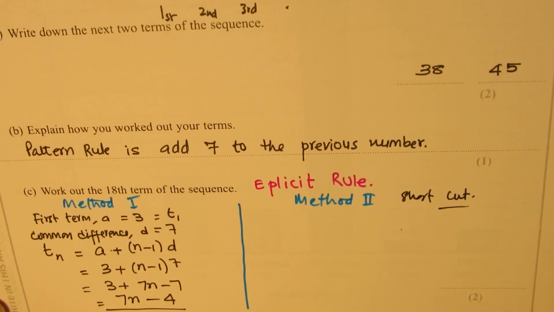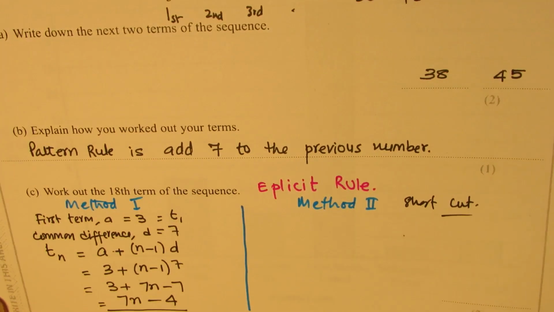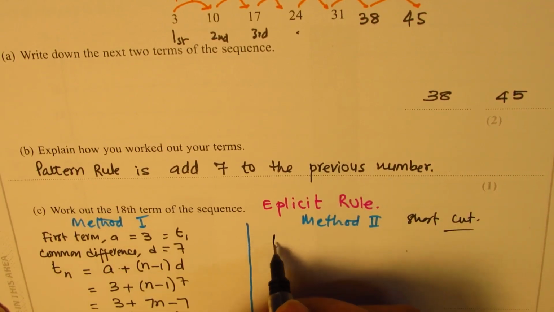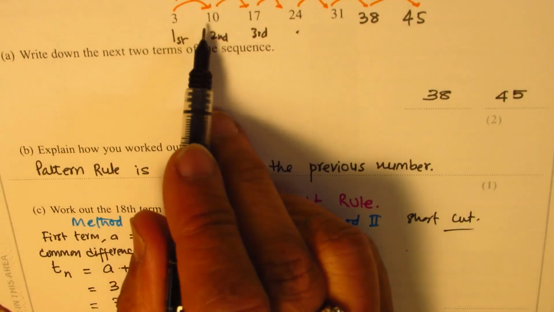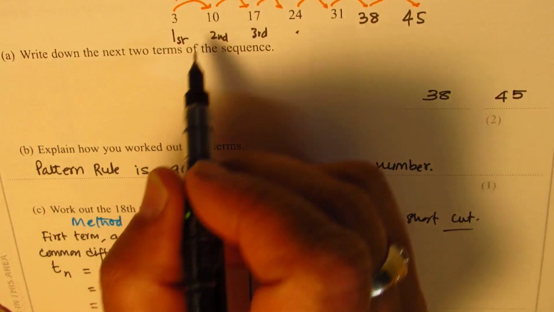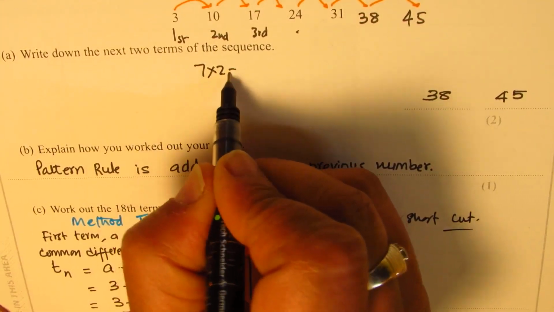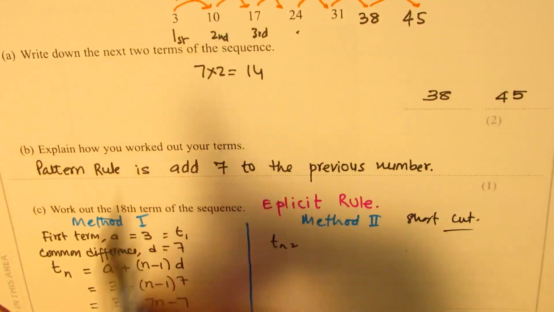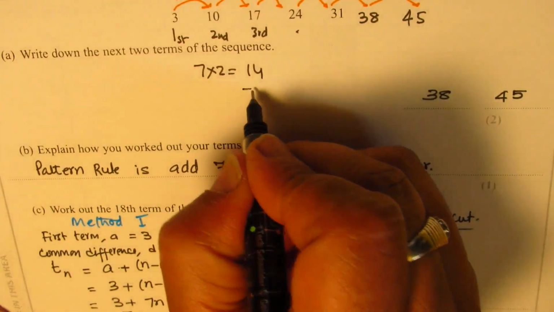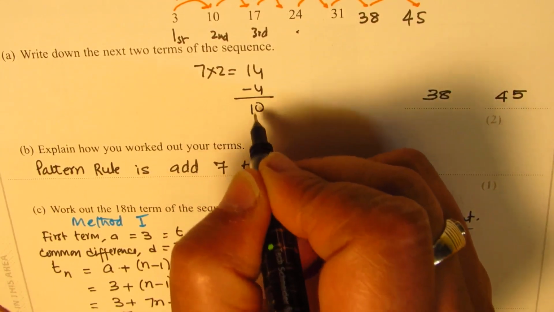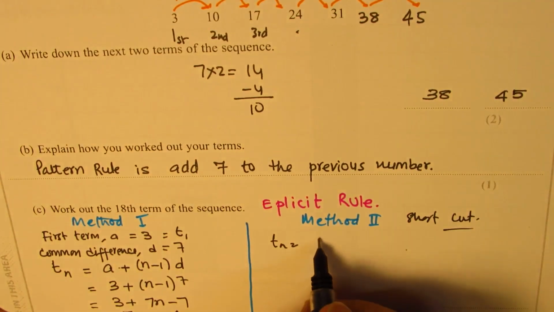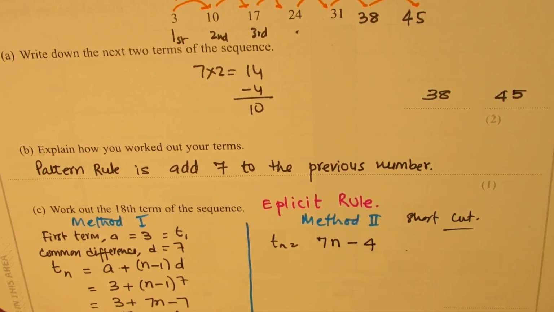Since I know that I have to multiply by 7 anyway, I write my formula directly. I want to find the second term, so I say 7 times 2 is 14. How do I get 10? Well, I have to take away 4 to get 10. So I have my rule: 7 times the number of the term minus 4. Do you see the logic?